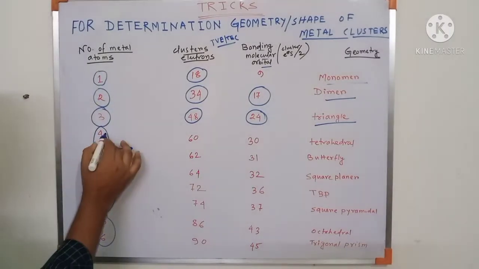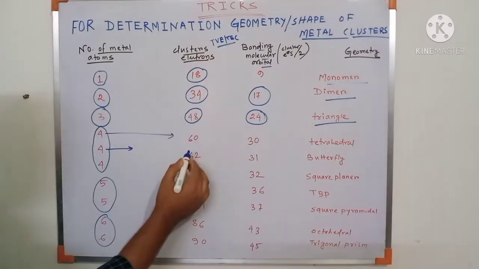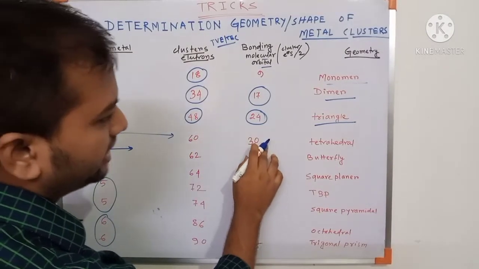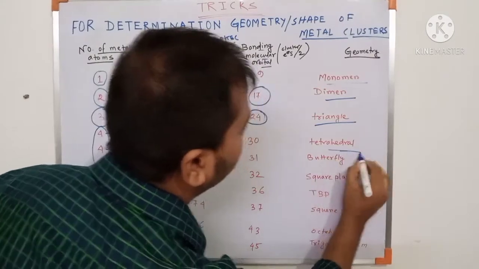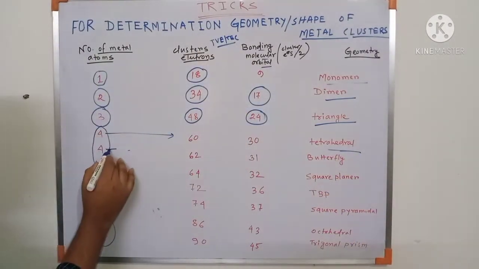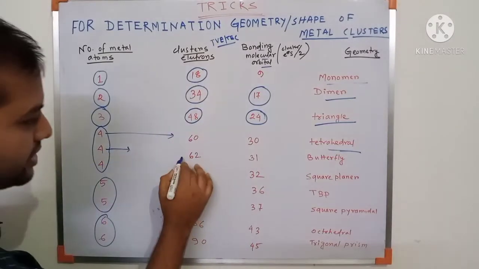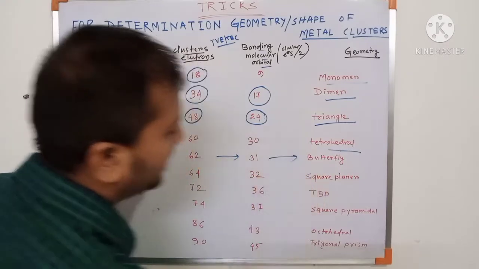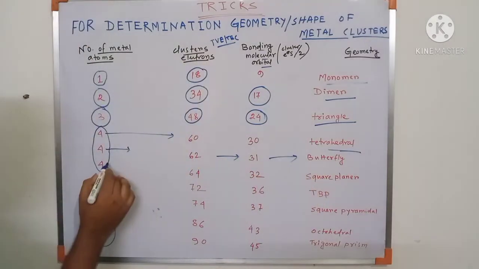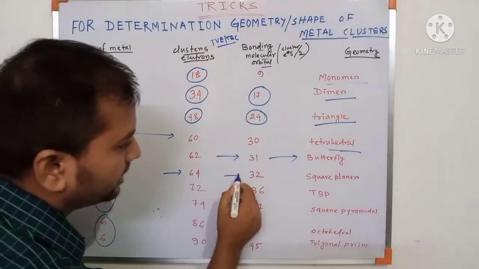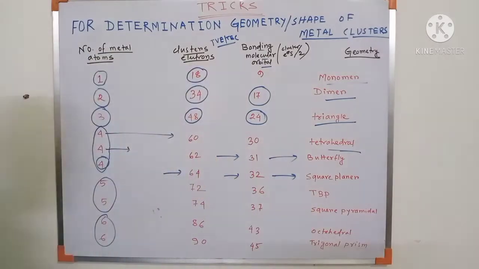Now when metal atoms are 4 and cluster electrons 60, bonding molecular orbitals 30, it forms the tetrahedral geometry. And with the same 4 metal atoms, cluster electrons 62 and bonding molecular orbitals 31 form the butterfly. And with the same metal atoms but cluster electrons 64, bonding molecular orbitals 32, it forms the square planar.